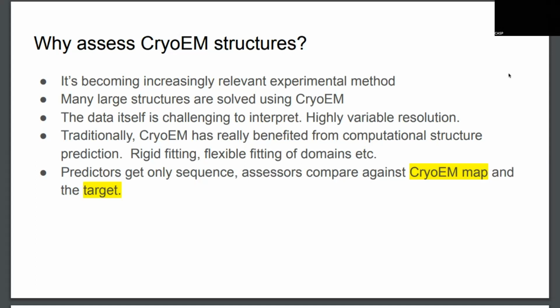And traditionally, CryoEM has really benefited from structure prediction because CryoEM has typically provided only low resolution maps. And so we've been able to take homology models and structure predictions and dock these into maps and from there get a picture of the molecules. And the CryoEM assessment is kind of unique. Predictors get given sequences just like usual, but the assessors have CryoEM maps as well as a target provided by the experimentalists.